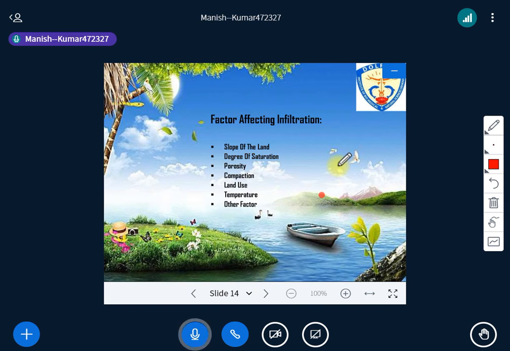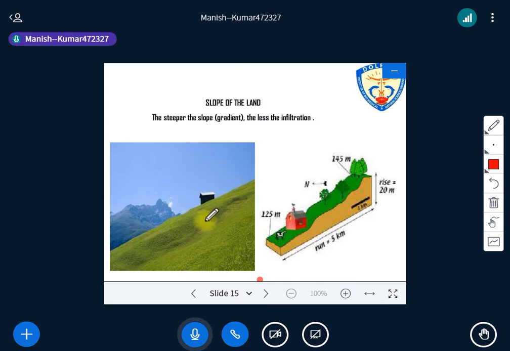So now we need to understand the factors affecting the infiltration. There are certain factors: slope of the land, degree of saturation, porosity, compactness, land use, temperature, and other factors. These are the factors on which the infiltration depends. Let me explain everything one by one. First, slope of the land.